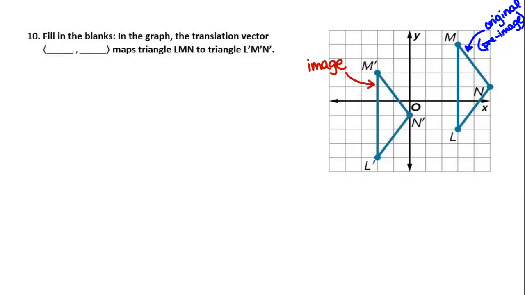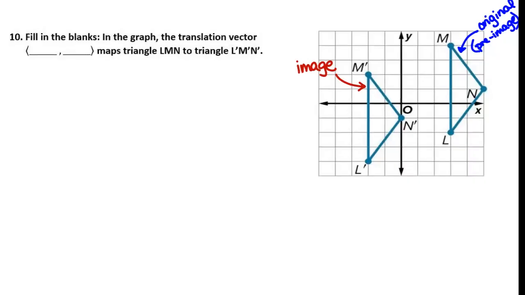I can pick one point on each of these, and as long as it has the same letter, I can count between those. Because my point M moved and became M prime. My point N moved and became N prime. My point L moved and became L prime. And all of these points moved the same direction and the same distance. I just need to figure out how far that is.